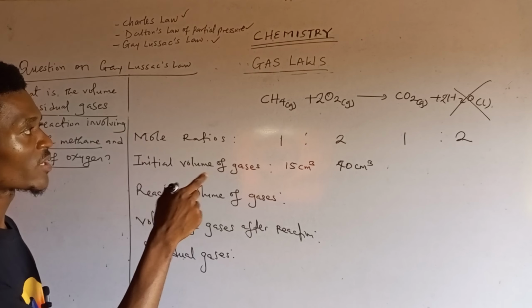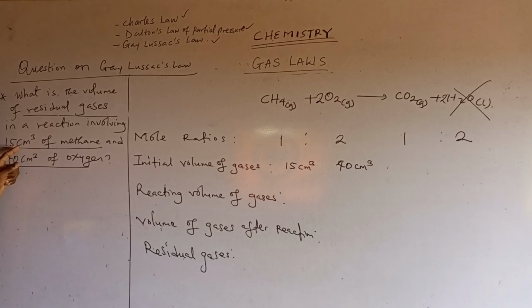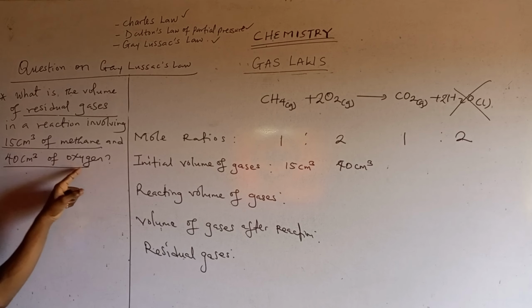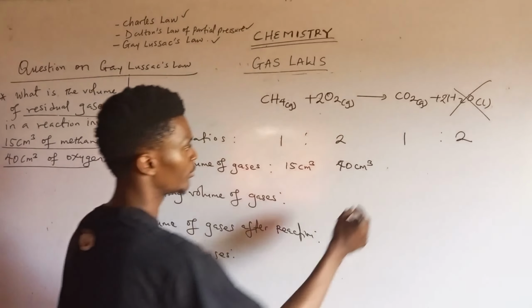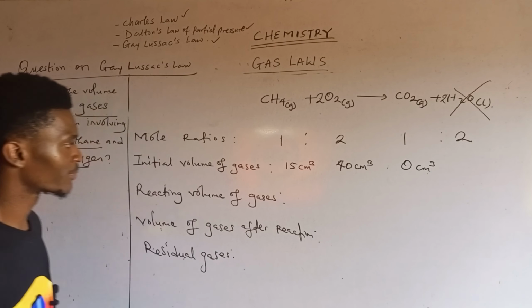So do we have an initial volume for CO2? No, because what we were given in the question was just the volume of methane and the volume of oxygen. All right, so we can write here 0 cm cube. We don't have any initial volume.